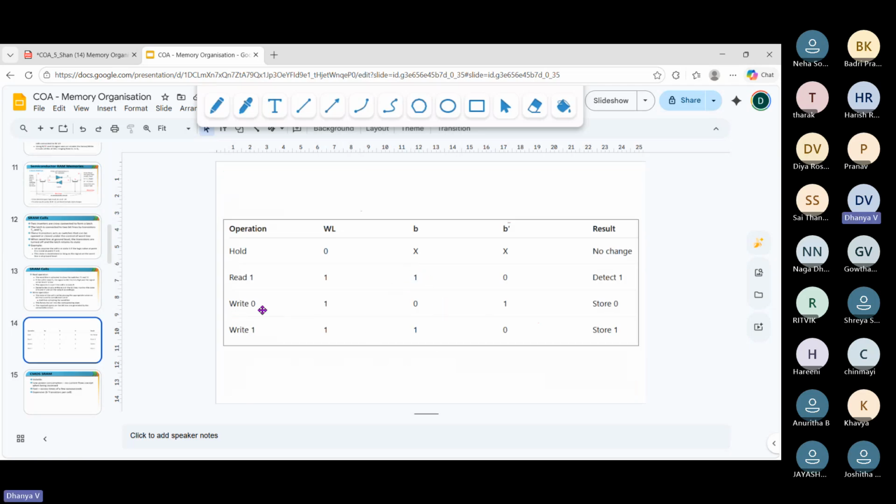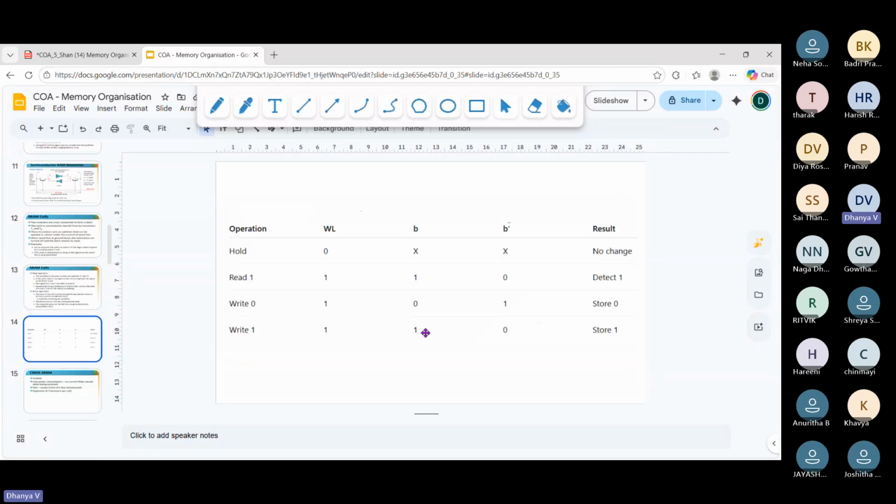Then when you're writing 0, and your word line is 1. Your word line should always be 1 if you're doing some operation, else it will be in normal latch condition. So when your word line is 1 and you're writing 0, that means B should be 0 and B dash should be 1. So you're storing 0. This B and B dash will override your latch condition and you will store 0 in your latch. Similarly when you're writing 1, this B and B dash will override your latch system and it will write 1 to your latch. Okay, so is this part fine?